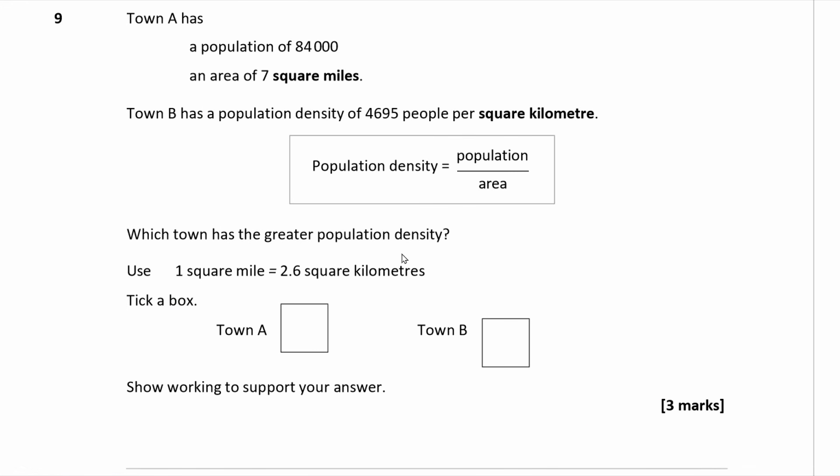Question 9. Town A has a population of 84,000 and an area of 7 square miles. Town B has a population density of 4,695 people per square kilometre. Which town has the greatest population density? Use 1 square mile is 2.6 square kilometres. Okay. So, for town A, we could work out the population density quite easily using the formula they give us. Population density is equal to population divided by area.